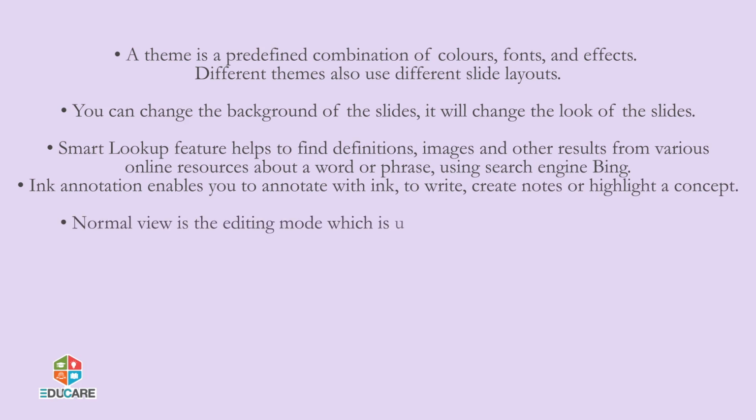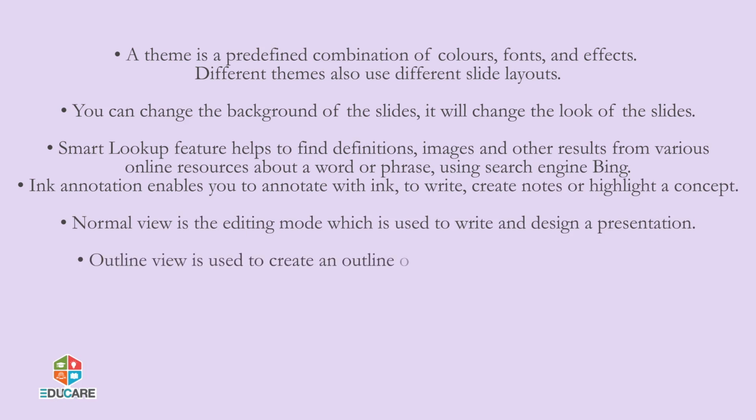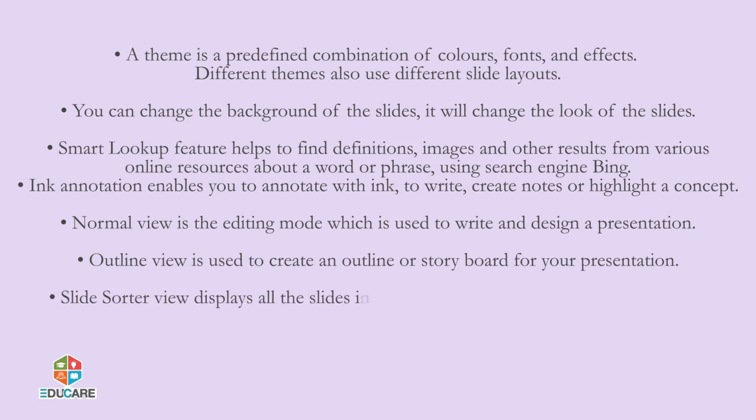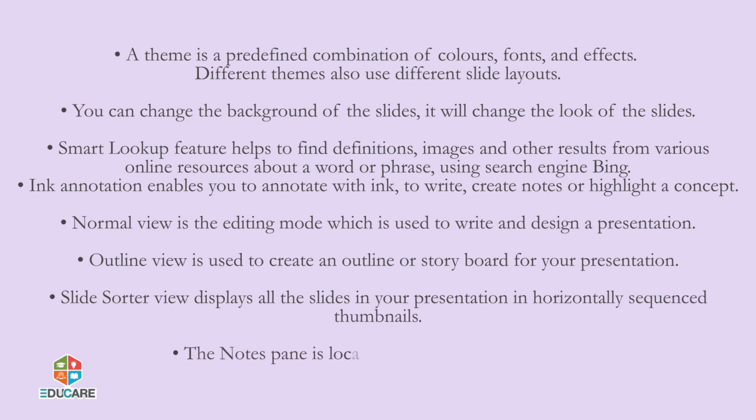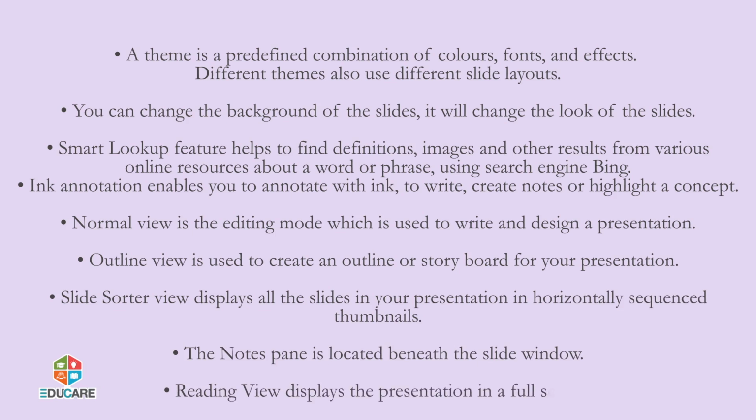Normal view is the editing mode which is used to write and design a presentation. Outline view is used to create an outline or storyboard for your presentation. Slide Sorter view displays all the slides in your presentation in horizontally sequenced thumbnails. The Notes pane is located beneath the slide window. Reading view displays the presentation in a full screen.